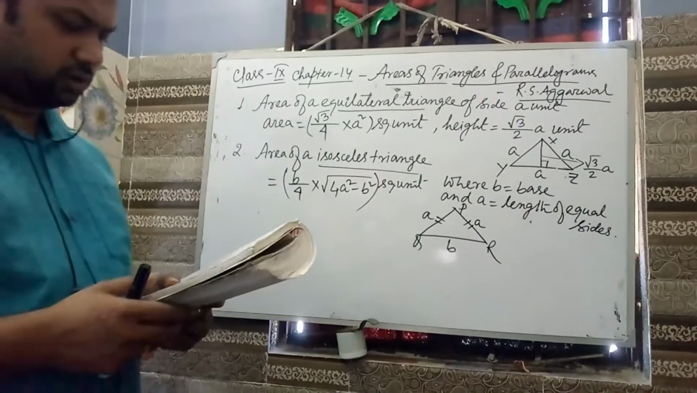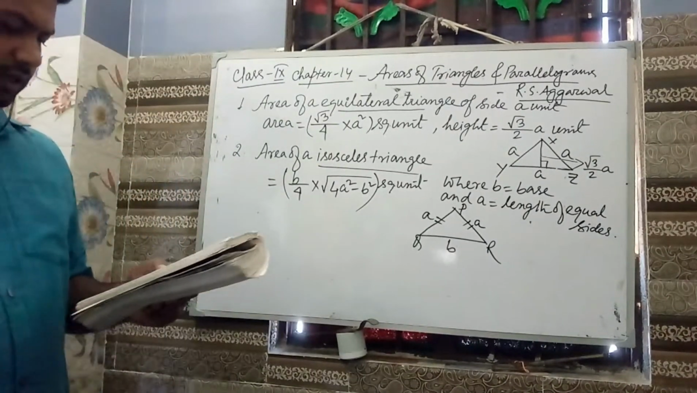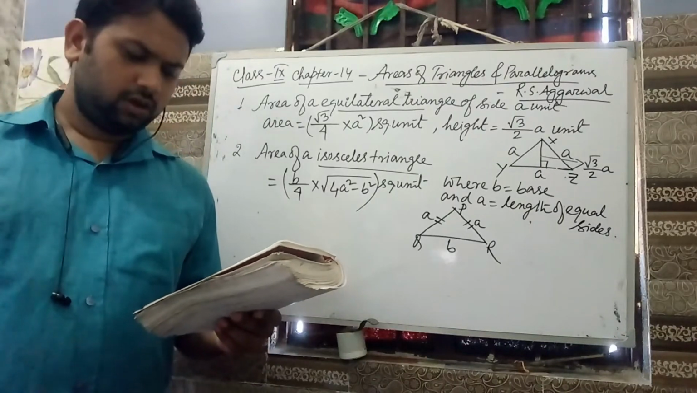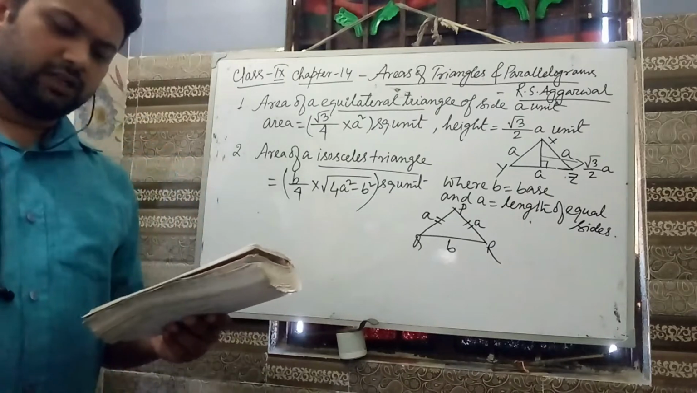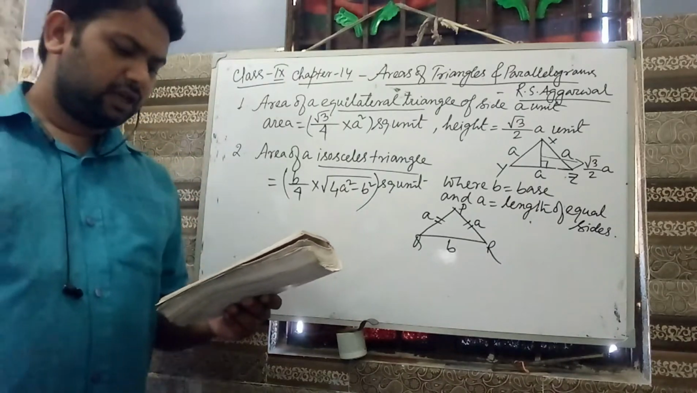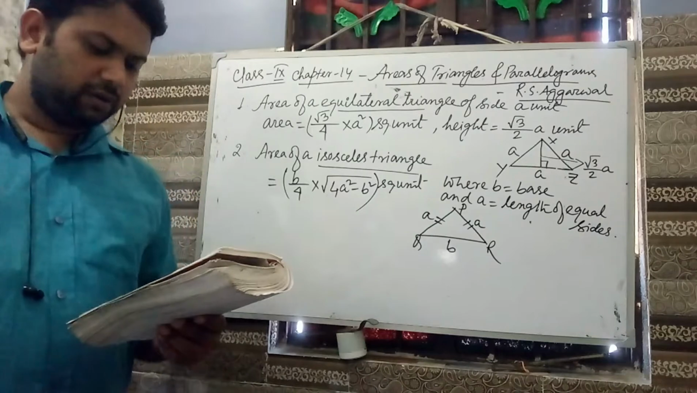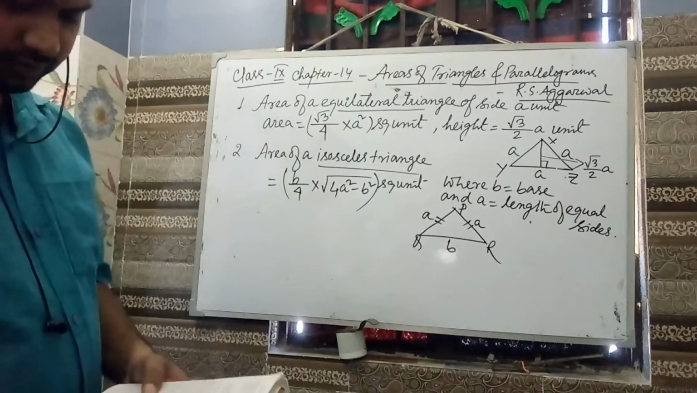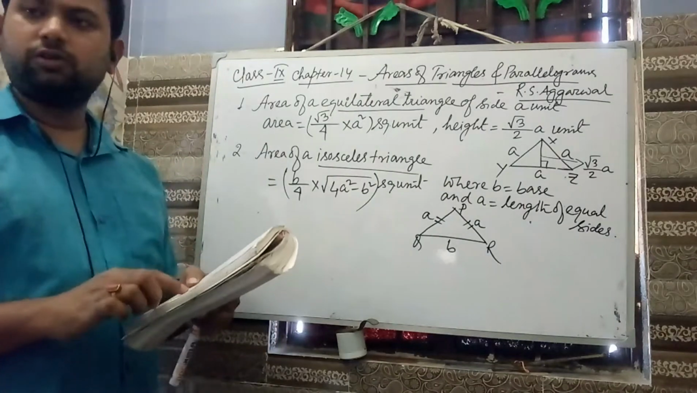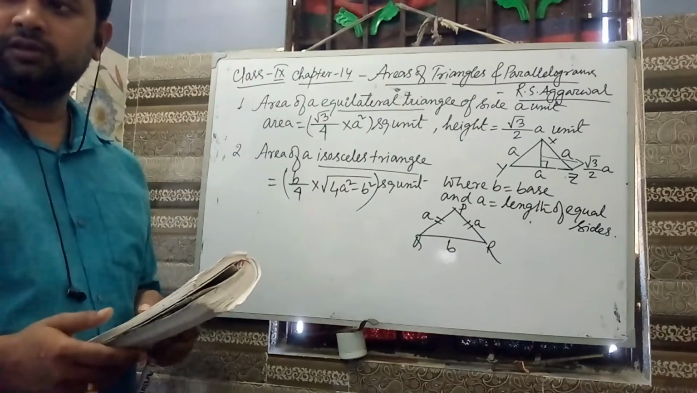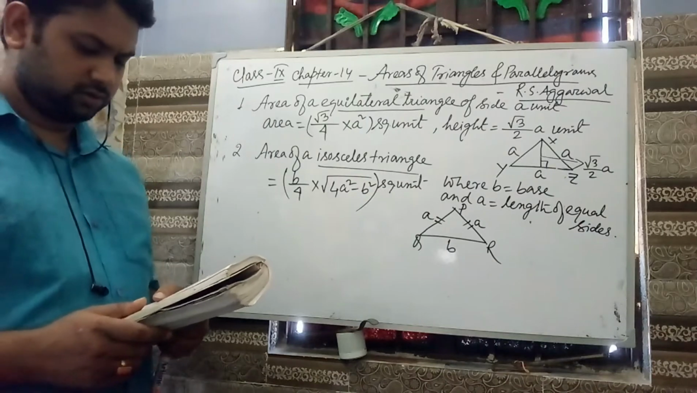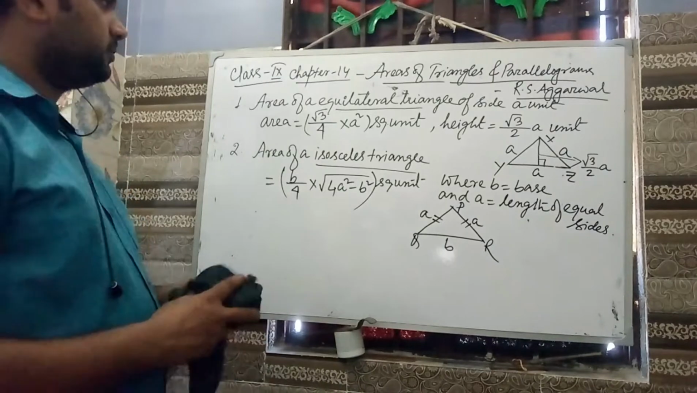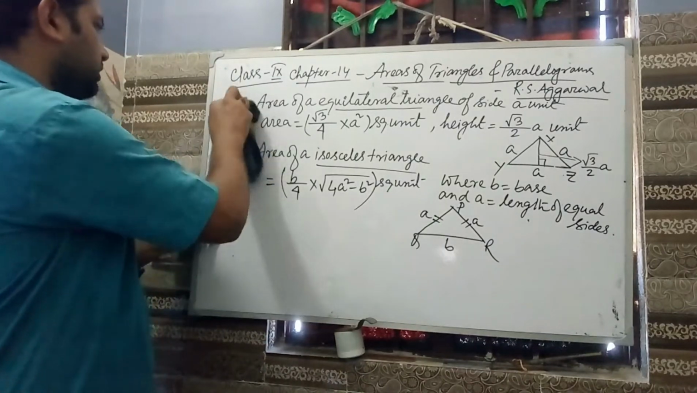Question number 6. The sides of a triangle are in the ratio 5:12:13 and its perimeter is 150 meter. Find the area of the triangle. Does it match with your question? Question number 6, everyone? Okay. So I am not writing it then.